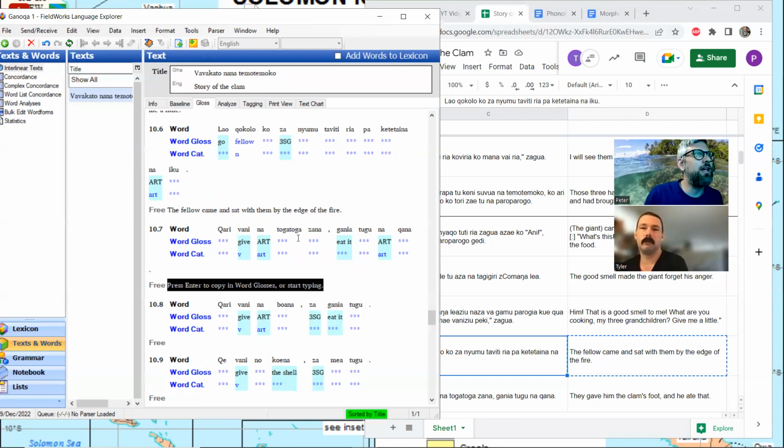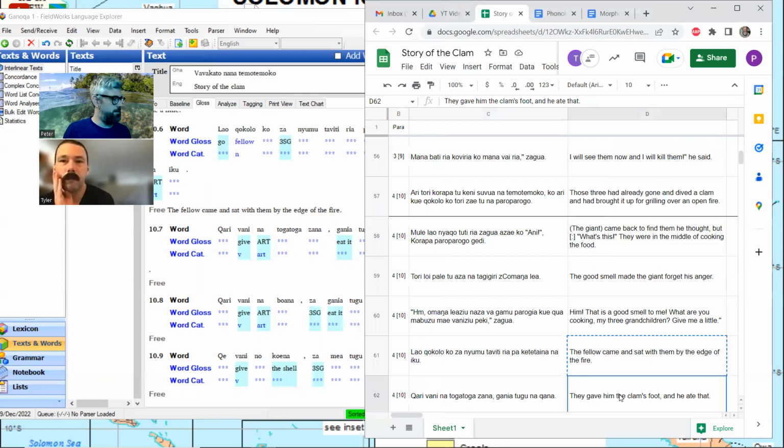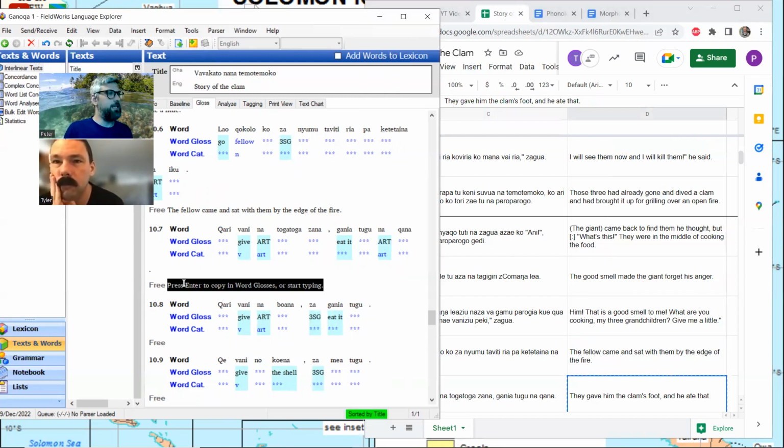All right, then we got toga toga, garivani na toga toga, and toga toga is just calling to me for some reason. So they gave him the clam's foot and he ate it. Ah, this giant always eating everything.